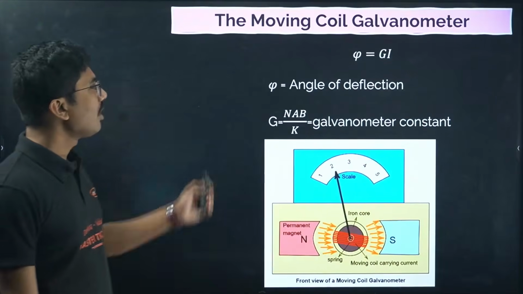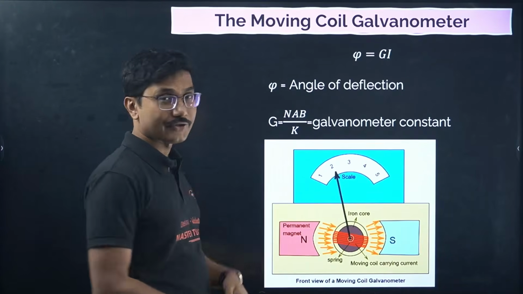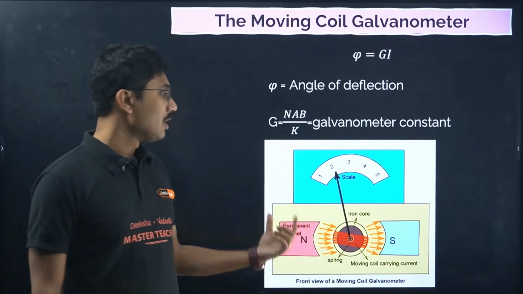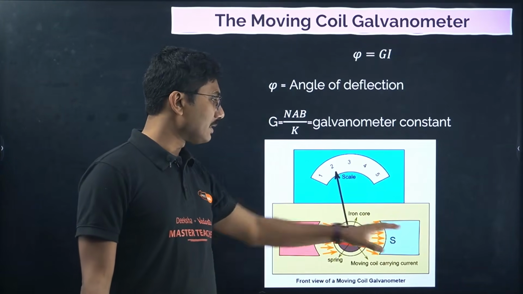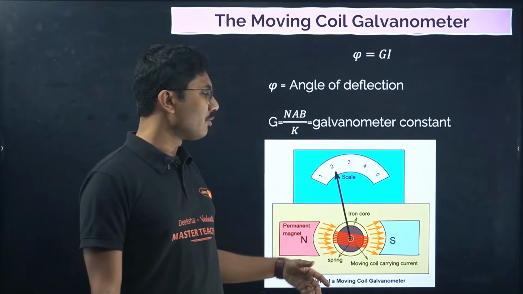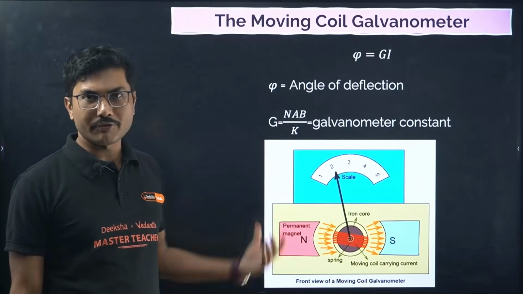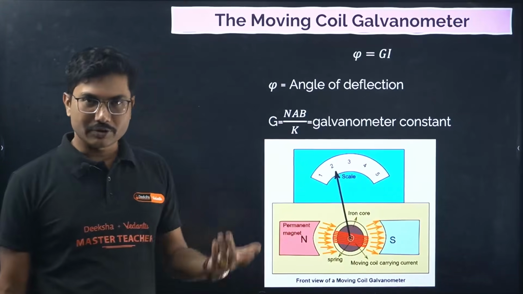Now let's move on. Moving coil galvanometer. Moving coil galvanometer basically is an application of the torque acting on a current carrying loop. So if you apply a current carrying loop in a magnetic field, then it experiences a torque, and if you can somehow measure that torque, then you will be able to find the amount of current. So that is a part of the calibration of the galvanometer.